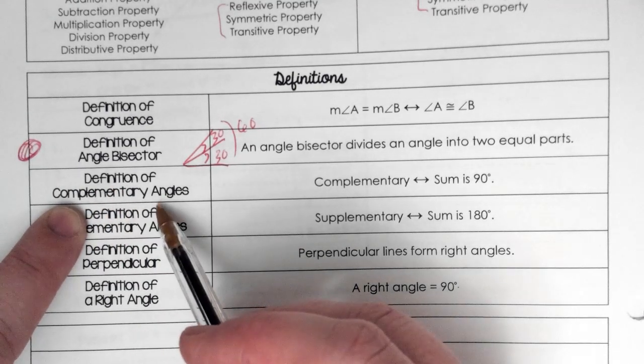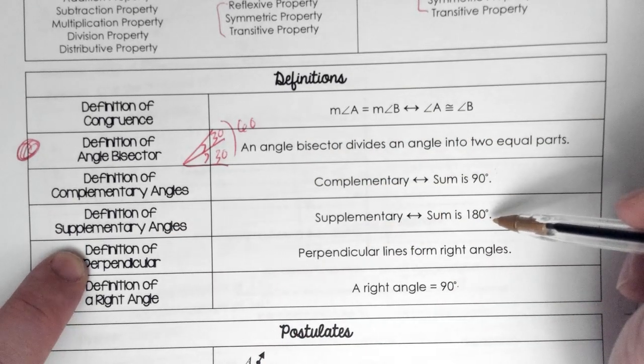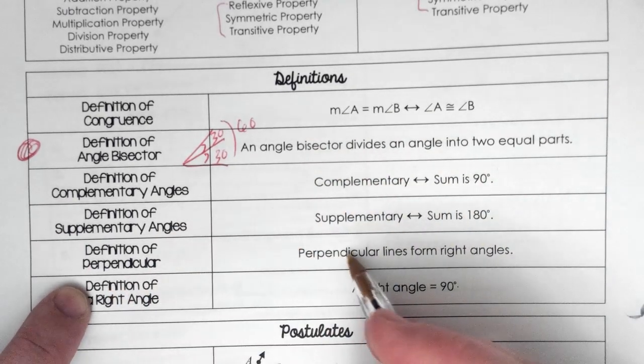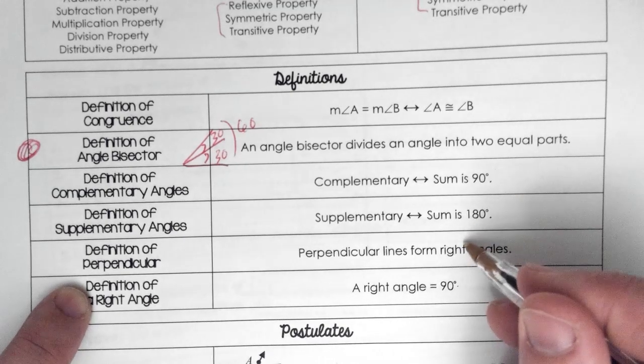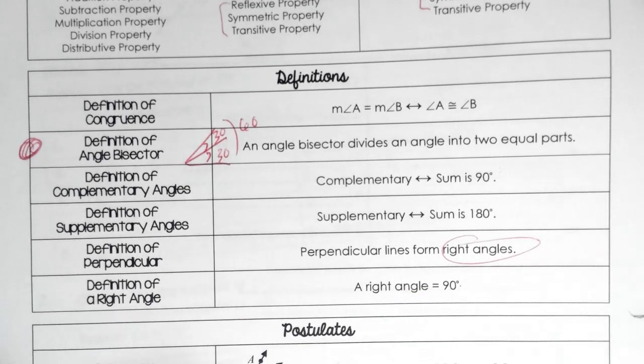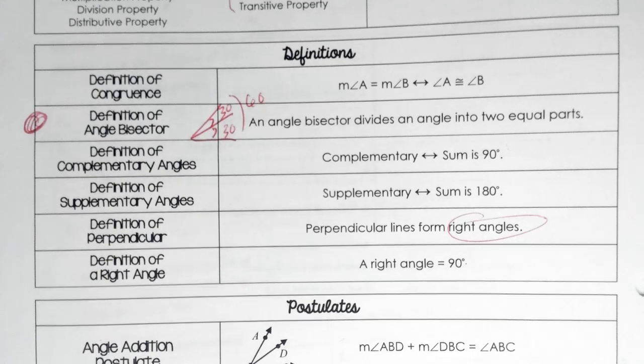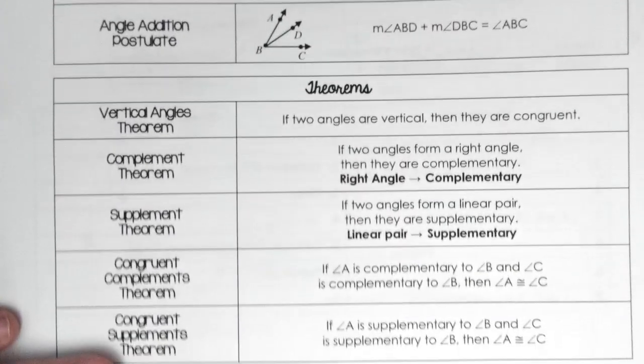Definition of complementary angles, they add up to 90. Supplementary, they add up to 180. These are things you already know. Perpendicular lines are right angles. And definition of right angles, if it's a right angle, then it's 90. These are things you already know, you just didn't realize it. So really obvious stuff. So don't freak out, we're just going to let this simmer. All right, let's keep going.